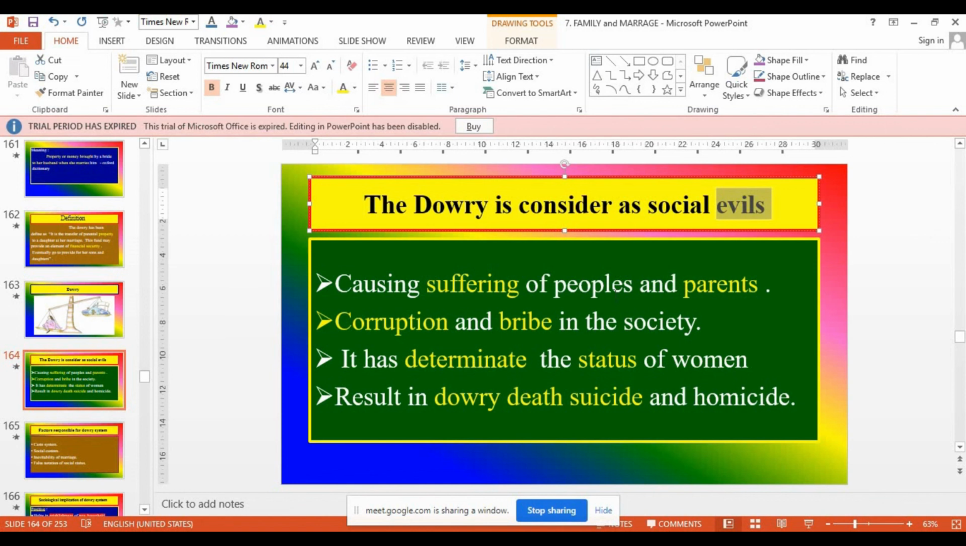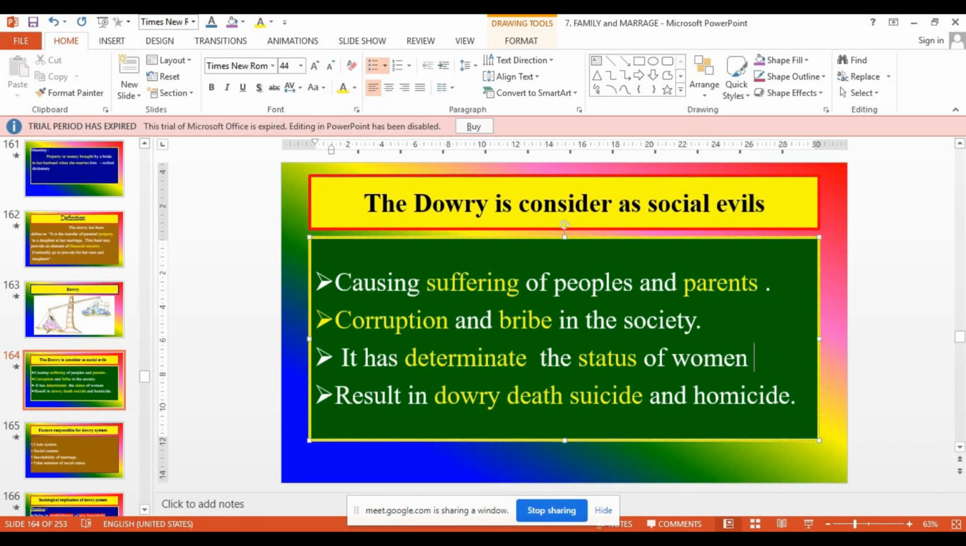First point, causing suffering of people and parents. Corruption and bribe in the family. Corruption means maybe misapplication of money or ways of earning money. Then it determines the status of woman, resulting in dowry death, suicide, homicide, etc.